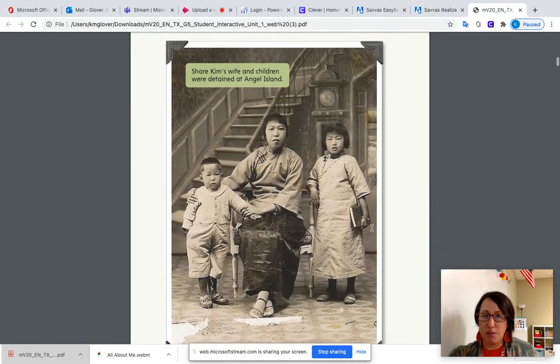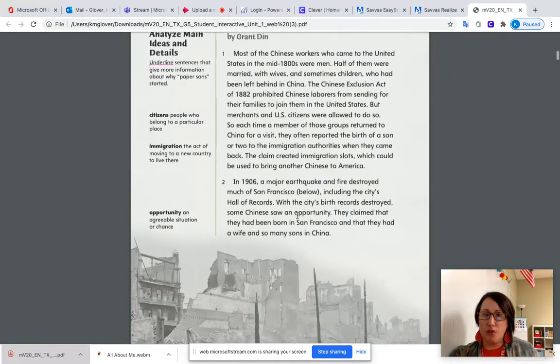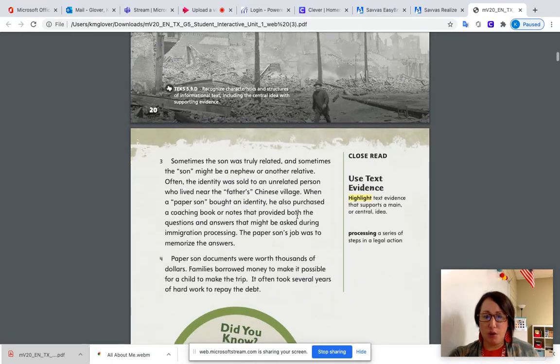But look at this. This is a picture with a caption. Cher Kim's wife and children were detained at Angel Island. Okay. So we need to get back into the habit from the very beginning of doing those things that we know we need to do before we read to help us be more successful and to help us read with a purpose. Okay. So you're going to preview your vocabulary if it's there. You're going to go through those text features, look at the pictures, read the captions, pay attention to any charts and graphs that are there. Circle your headings and subheadings if they're there. All of those things that are going to help you read with a purpose. Okay.